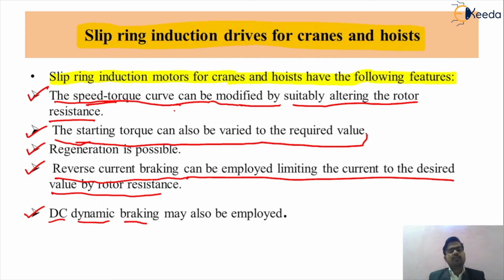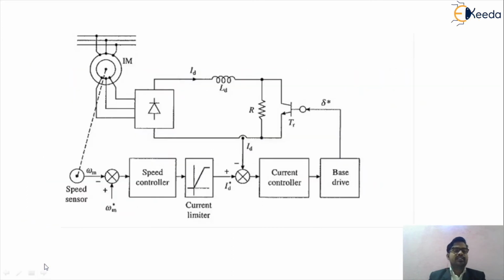For lifting heavy loads, such applications are called shipyards. Definitely for that purpose, we prefer slip ring induction motor drives for cranes and hoists. So friends, now we can understand how to control the speed of that slip ring induction motor. As we have seen, this is the three-phase supply which will be available, that is RYB.